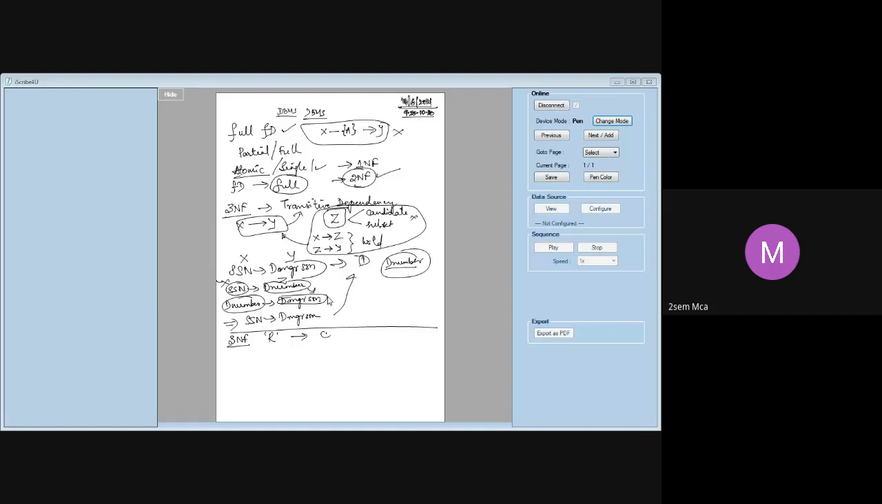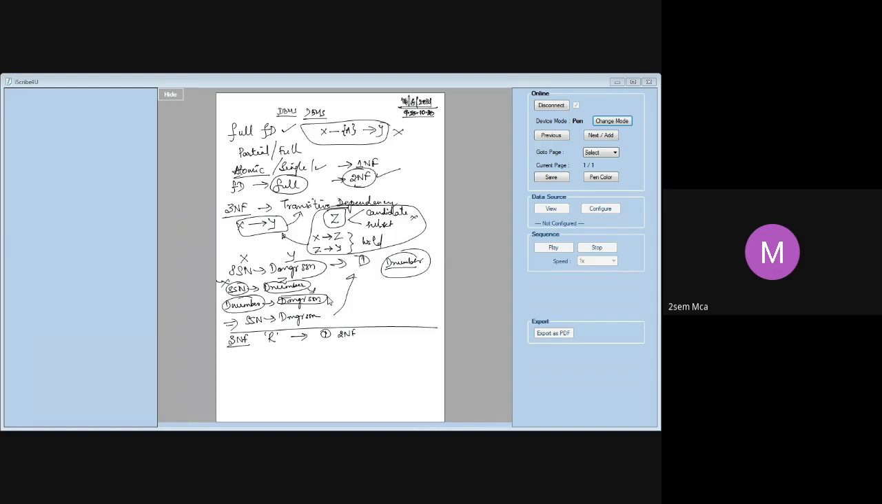The first condition is that, first of all, it should be in the second normal form. Even for second normal form, the table should already be in first normal form. Only then do we start checking whether the table is in second normal form or not. So the first condition for third normal form is that the table has to be in second normal form.